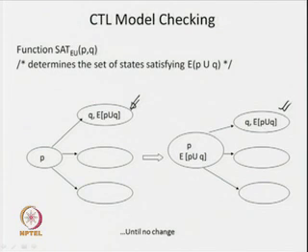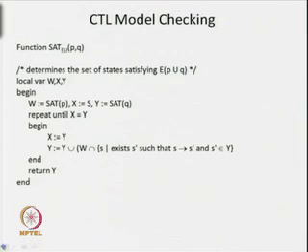So, since Q is true, we are labeling with E P until Q, and we are coming to this particular state, and we have seen that P is true. So, we can label it with E P until Q. This is the way that we are going to traverse the graph until there is no change. Okay, now, look into the procedure.